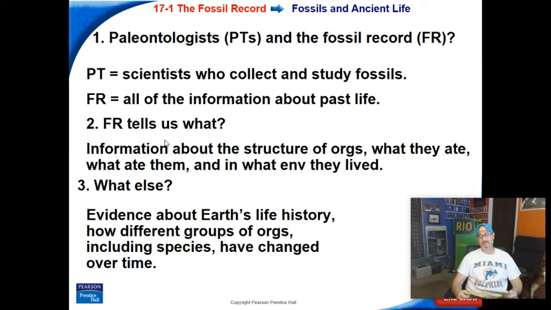What else? It tells us evidence about Earth's life history, about how different groups of organisms, including different species, have changed over time. So again, the fossil record is one of the 4 main types of evidence. Remember, the others are embryology, the study of embryos. Now my memory is escaping me. Homologous structures, the fossil record, and geographic distribution of where these species are found or these fossils are found on the planet. All right, you guys, moving ahead.